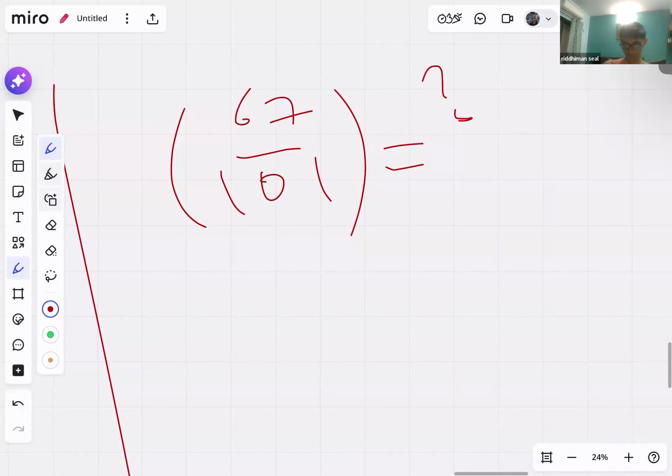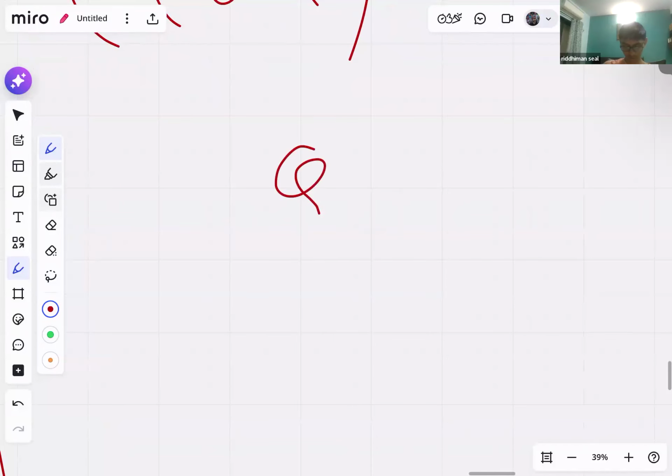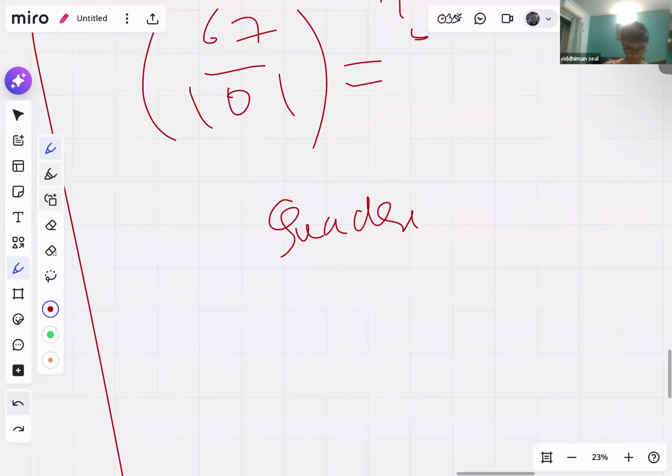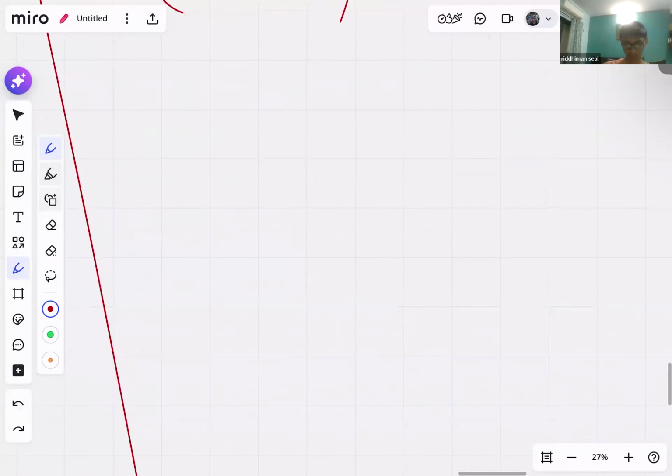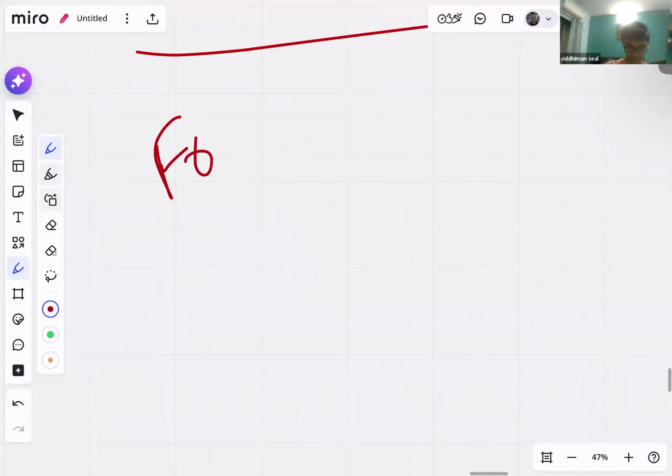Okay. The idea is that this is done using quadratic reciprocity. Why am I writing again? I've already written. Yeah. So the formula goes like this.